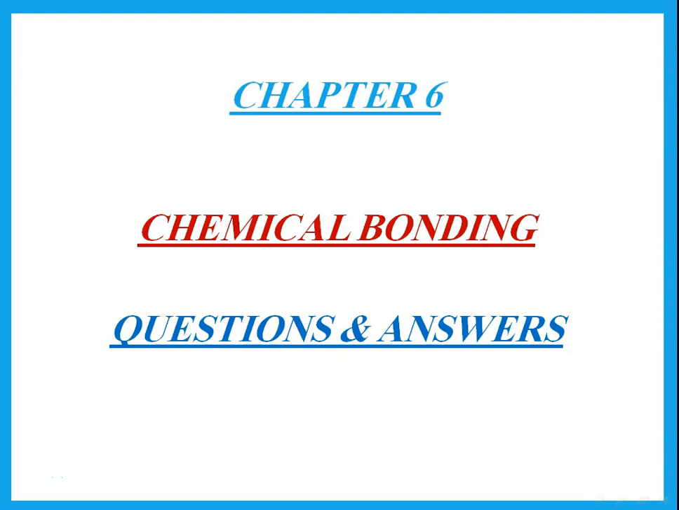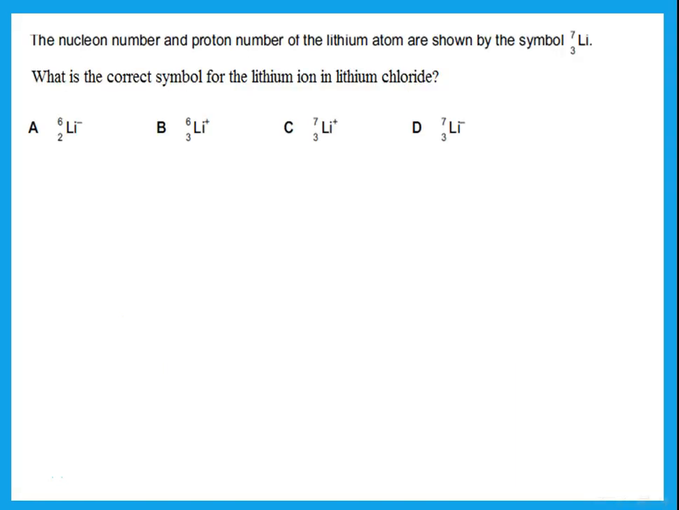Okay, hello again. This is the questions and answers on chemical bonding, and let's start with the first question. I hope that you have tried these questions. The nucleon number and proton number of the lithium atom are shown by the symbol this. What is the correct symbol for the lithium ion?